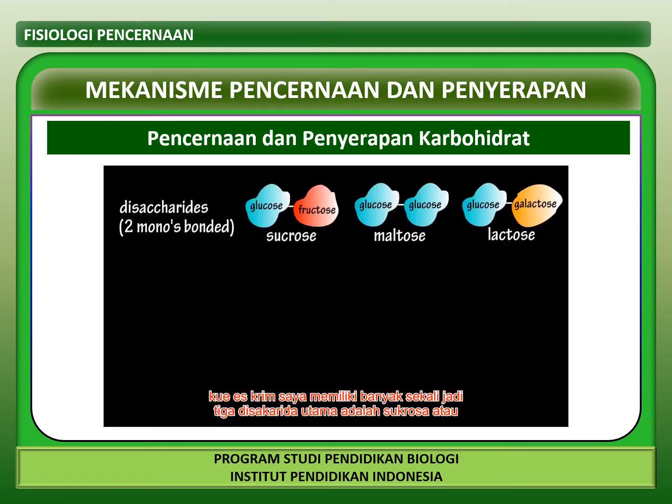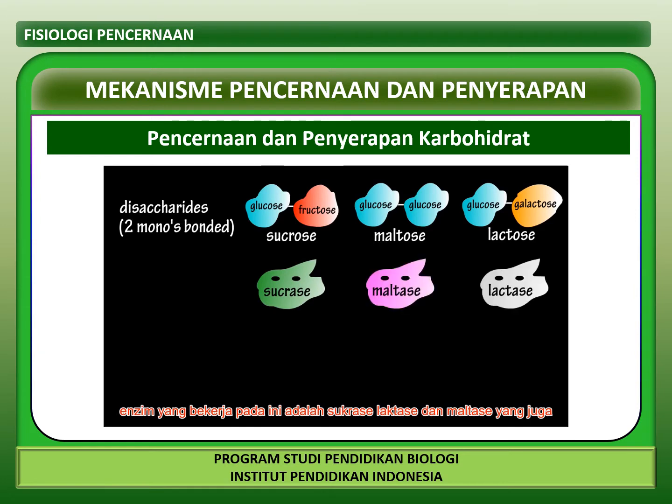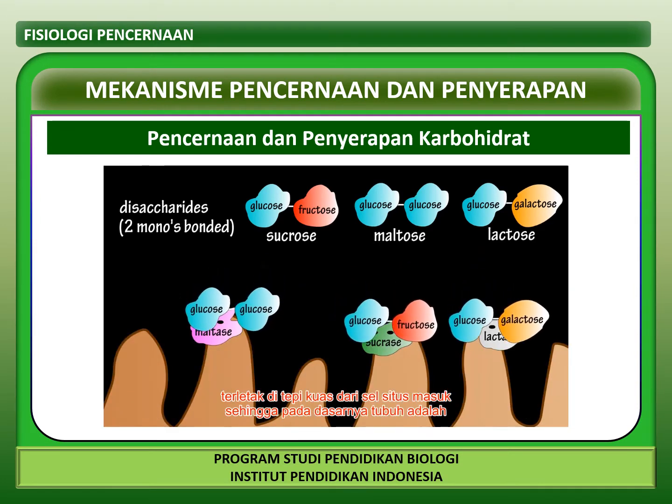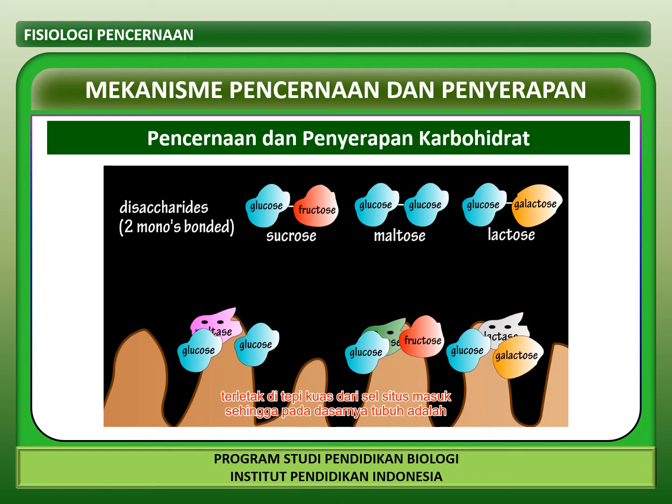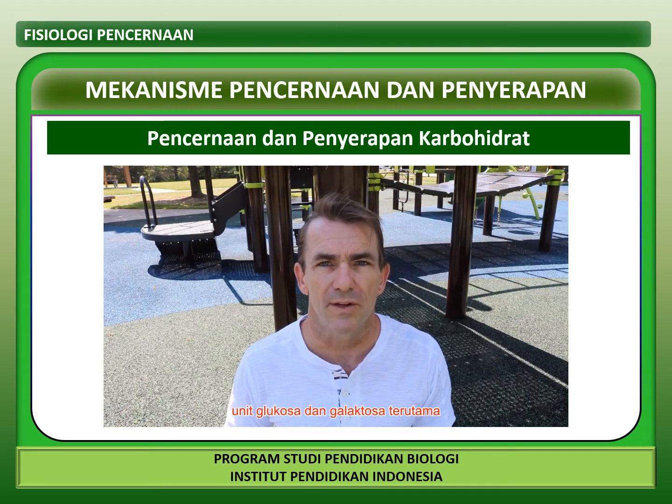So the three main disaccharides are sucrose, or sugar, which is comprised of a glucose molecule and a fructose molecule, lactose, which is galactose and glucose, and maltose, which is two glucose units. The enzymes that act on these are sucrase, lactase, and maltase, which are also located on the brush border of the enterocyte cells. So basically the body has broken down these carbohydrate molecules into glucose, fructose, and galactose units.